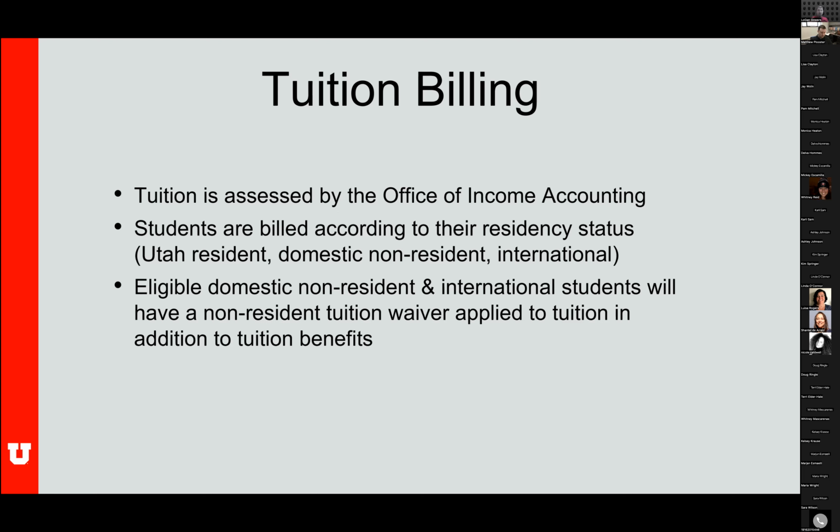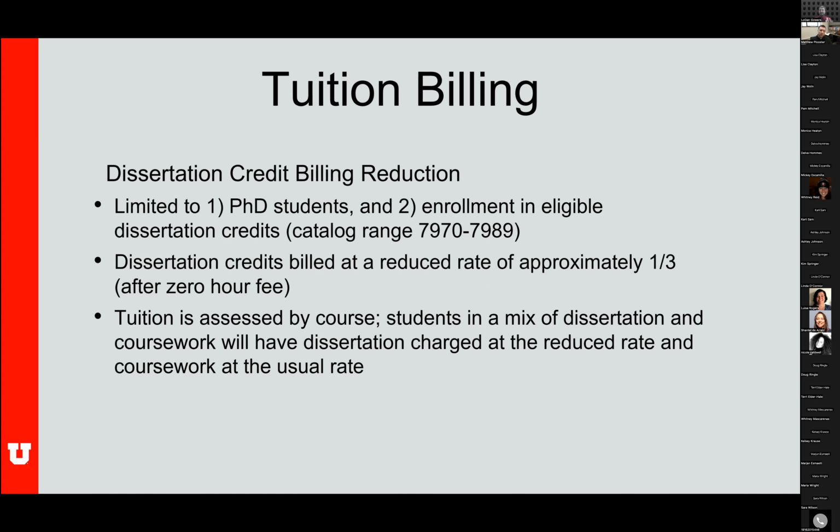So it's very important to remind them of these things as you're moving forward. As a reminder, dissertation credit billing is at a reduced rate. So if you're a PhD student and you're in a 7970 to 7989 course, your credits are actually going to be billed at a lower rate.